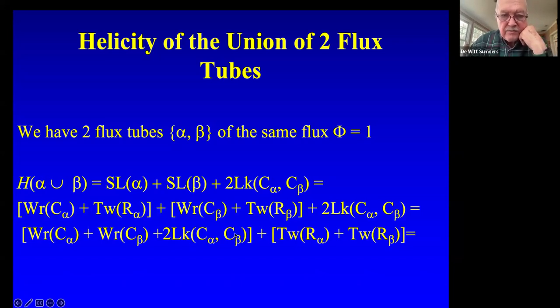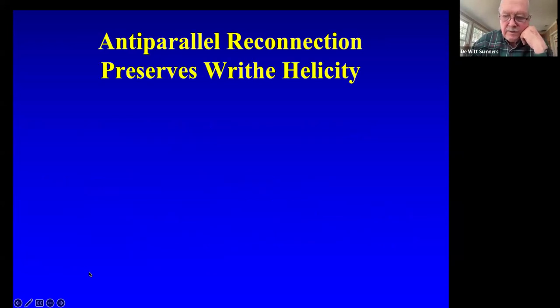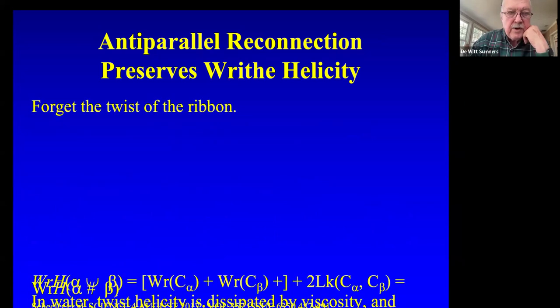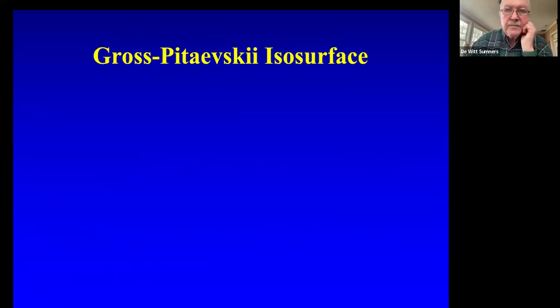It's the writhe of the two center lines plus the twist. So you can call this first one, this one here, the writhe helicity. This second one, the twist helicity. And what I've proved is that the writhe helicity is conserved. So if you forget the twist of the ribbon, the writhe helicity is what is conserved when you do a reconnection event. As Scheeler and Irvine have pointed out, in water, the twist helicity is dissipated by viscosity, and the writhe helicity persists. So it's the writhe that's sort of important in this turbulence cascade.